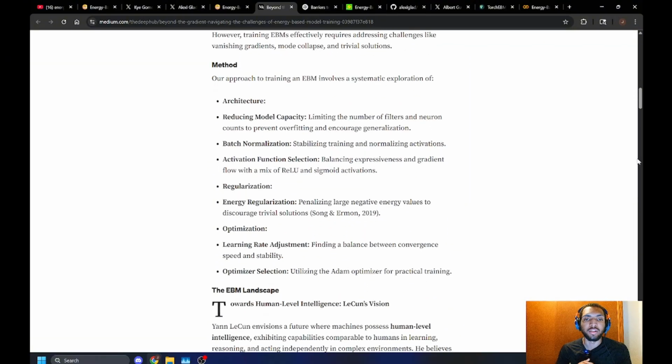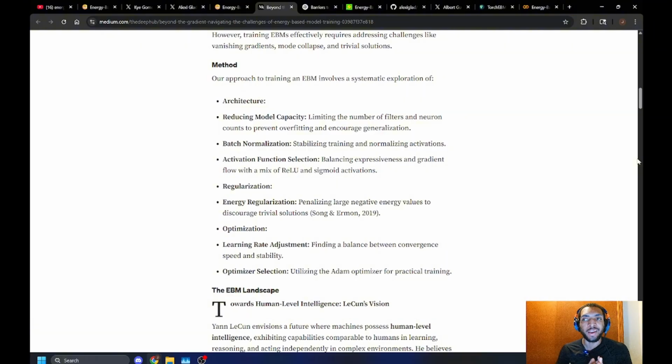So our approach to training an EBM involves a systematic exploration of the architecture, so reducing model capacity, batch normalization, activation function selection, regularization, and energy regularization, optimization, learning rate adjustment, and the optimizer selection.